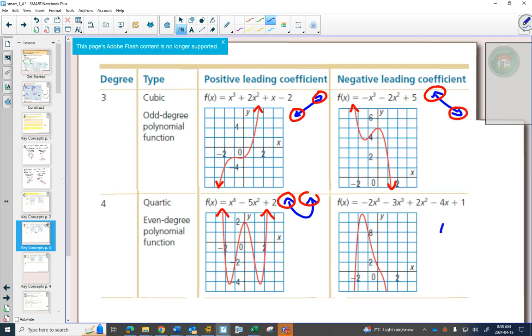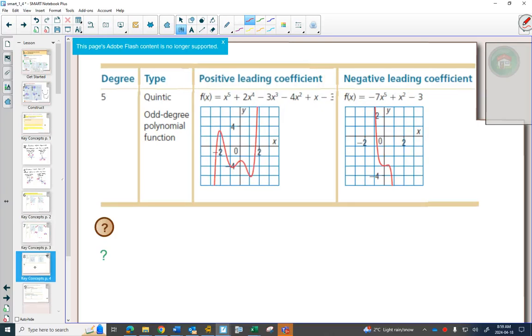A negative x to the 4 graph, I think of a parabola opening down. Sure enough, this one had arrowheads opening down. Oh, and that one doesn't even have very many bumps in it. That one's a weird x to the 4 graph. And finally, a quintic, an x to the 5 graph.